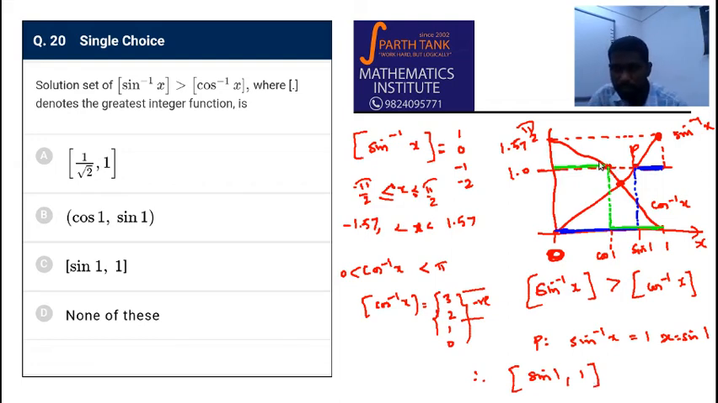Here, for example, if this is greater than or equal to, you can say from cos 1 to 1, because from here to here, this is greater than or equal to this. The blue line is greater than or equal to the blue line. If cos inverse were greater than sine inverse, then it will be from 0 to cos 1. If the question asks for less than, then it would be 0 to cos 1. So you see how we have done it: we have just drawn the graphs of cos inverse and sine inverse and then marked out how the box functions of those would look using the value 1. So the answer is option C, sine 1, comma 1.